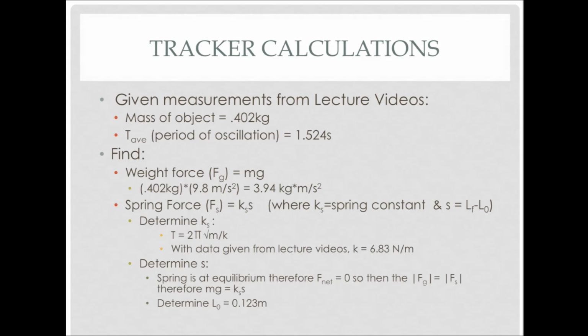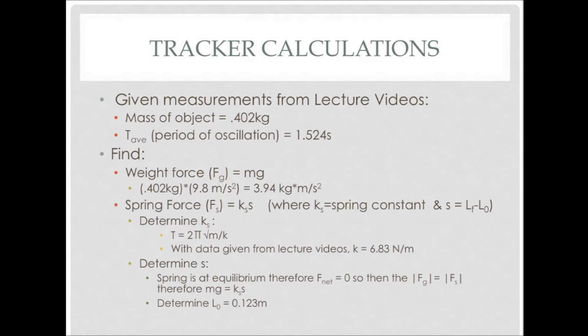Next, I used the lecture lab videos to determine the values that will be used in the Python code, because the same spring is used in both the lecture videos and in the lab video. From the lecture videos, we are given the mass of the weight to be 0.402 kilograms and the average time of oscillation to be 1.524 seconds. From these givens, we are able to 1. calculate the weight force, and 2. calculate the spring force. In order to calculate the weight force, it's simply the mass times the gravitational constant, and we obtain the value of 3.94 kilogram meters per second squared.